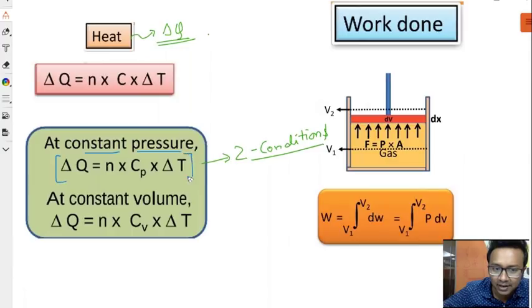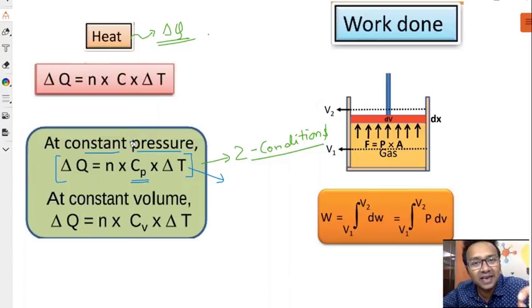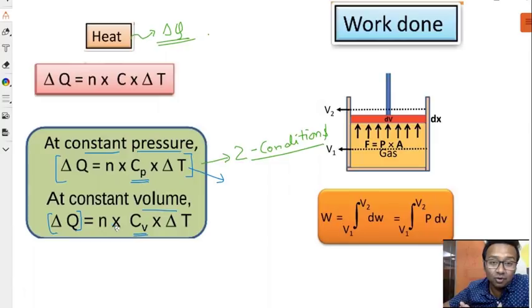So the formula used for constant pressure is delta Q equals nCp delta T, and Cp is the molar specific heat capacity of the gas at constant pressure. And my dear students, at constant volume, it is called Cv. So delta Q is nothing but equal to nCv delta T. That is the heat supplied at constant volume, and this is your molar specific heat capacity at constant volume.